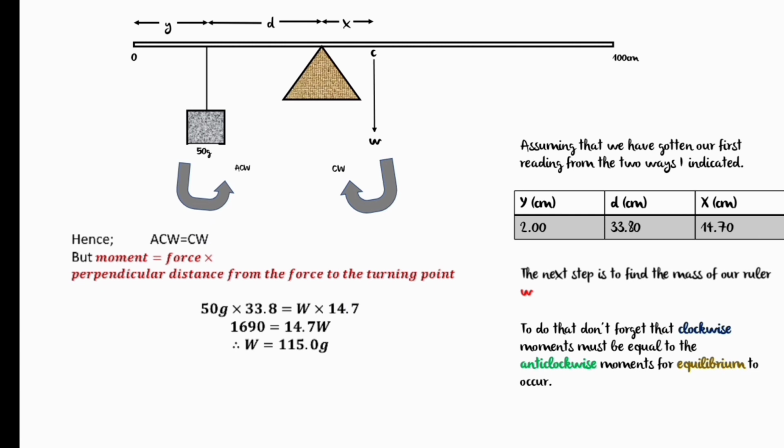So the moment of the 50 gram mass is 50 times the distance between the mass and the pivot, which is D. While the moment of the weight of the ruler is the mass of the ruler times the distance between the mass and the pivot, which is X. So we go ahead. We do 50 times 33.8 is equal to the mass of the ruler times 14.7. And we simplify that. We find out that the mass of the ruler is approximately 115 grams.